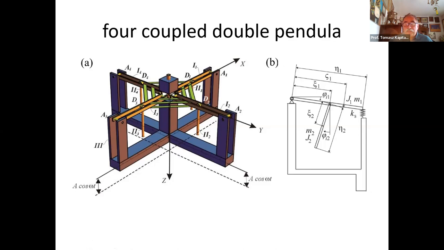Unfortunately, we've been unsuccessful with this idea, but we found that it is quite easy to produce some kind of chimera-like behavior. I'm using here the term chimera-like because the pendula are behaving differently, but oscillating with frequencies which are somehow related. So for example, one pendulum is oscillating with the frequency omega, the second one is oscillating with the frequency N1 over N2 multiplied by omega. So something like that.